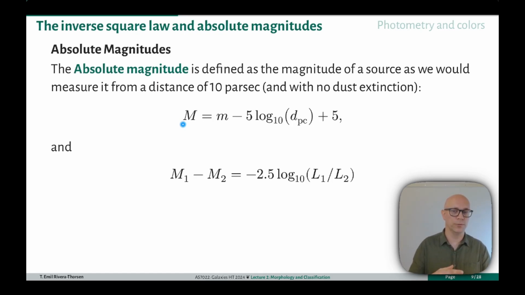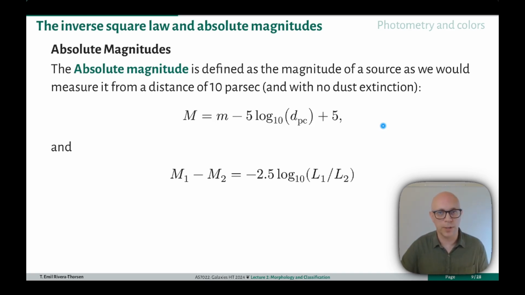And the way to convert from one to the other is by taking the distance into account because of the inverse square law from before. And the formula for that is, as we see here, that the absolute magnitude is the apparent magnitude minus 5 times the logarithm of the distance plus the number 5.